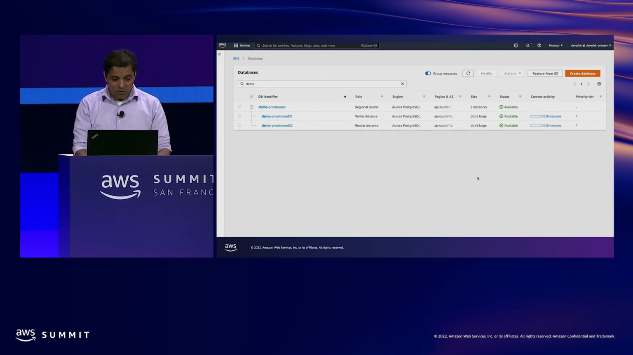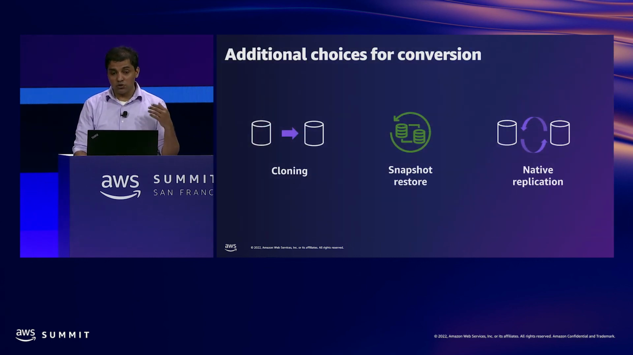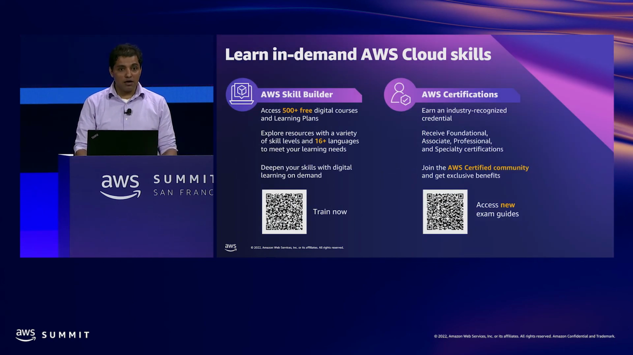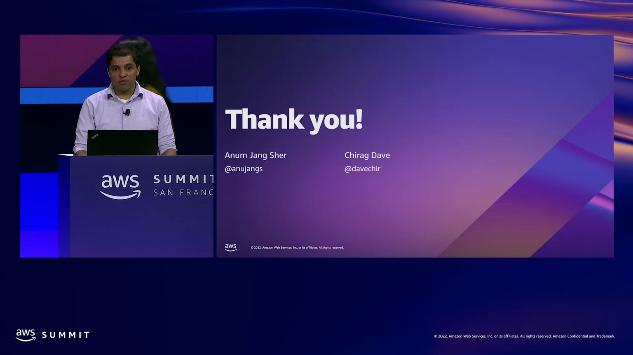There are other ways to do the conversion as well. There are a few other options. You can do cloning, you can do a snapshot restore, or you can even use native replication if you want to adopt Serverless v2. With that, we're going to conclude our talk, and really thank you for coming out. I hope you enjoyed the session.